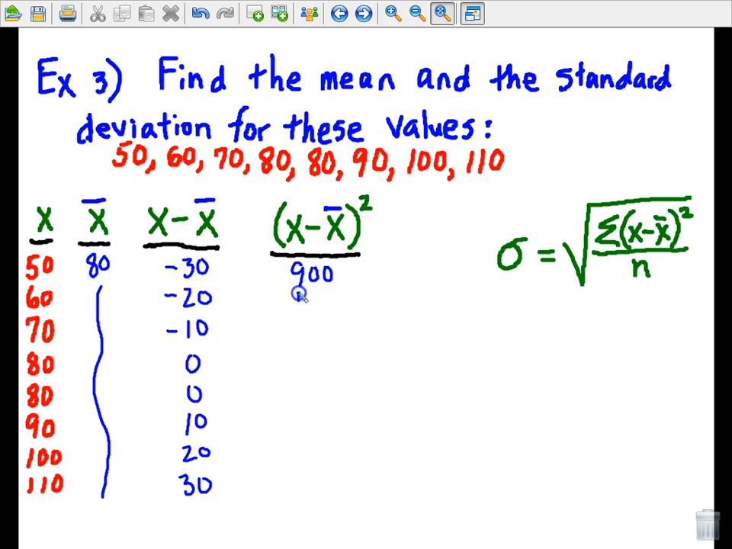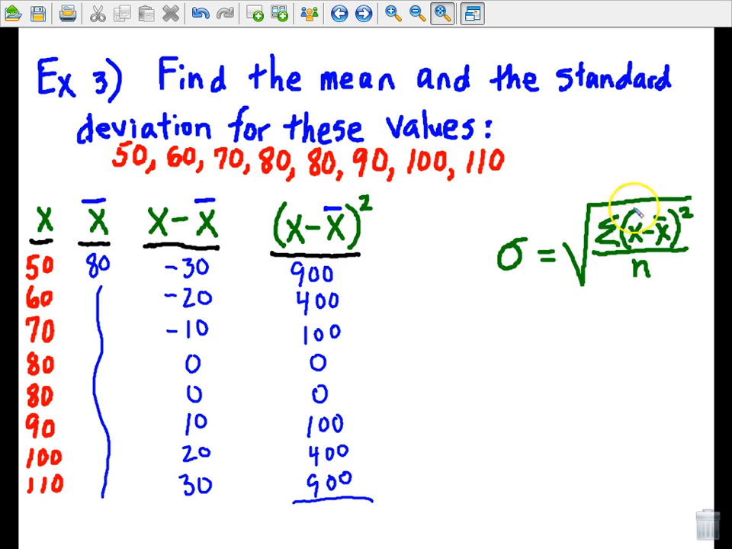Negative 20 squared is 400. Negative 10 squared is 100. Of course, these are both 0. 10 squared is 100. 20 squared is 400. 30 squared is 900.